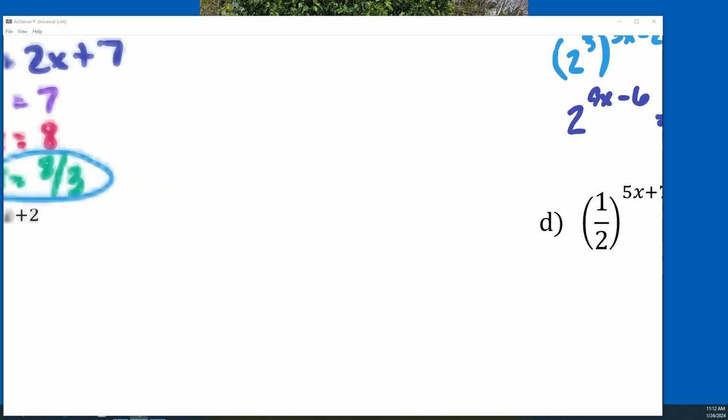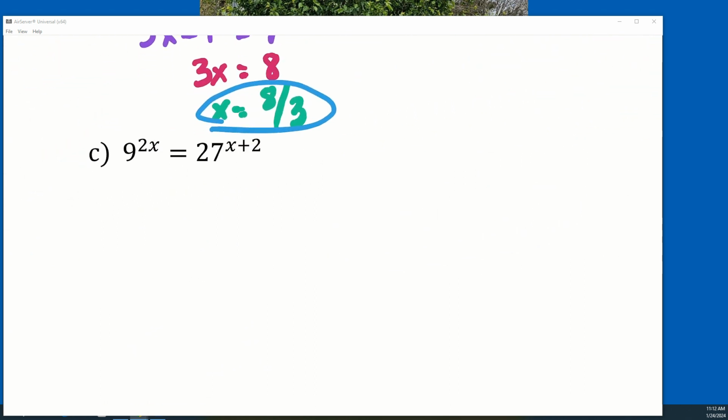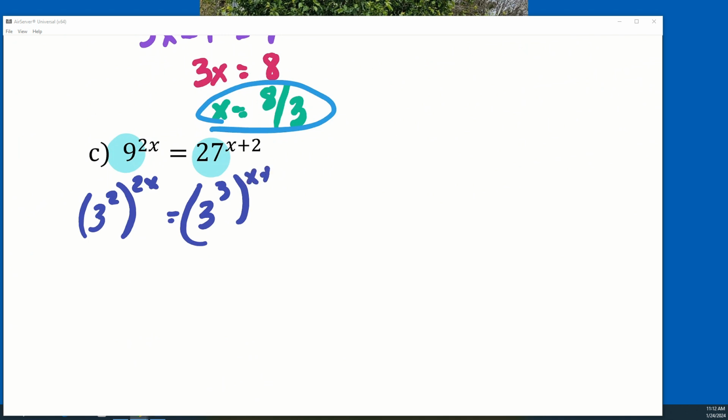All right, and then for C, so look at C. If we can solve this problem this way, we should be able to write 9 and 27 with the same base. What base? 3, yeah. So 9 is 3 squared. So in the place of 9, we'll write it as 3 squared. 27 is 3 cubed. And then I would multiply those together.